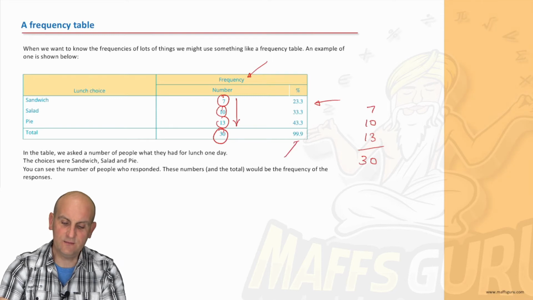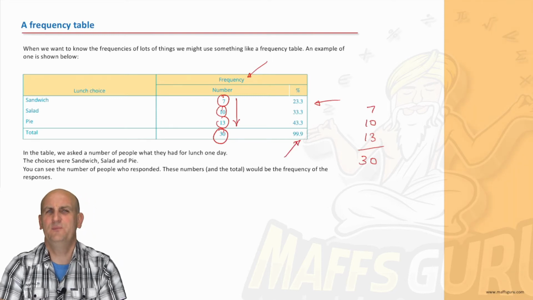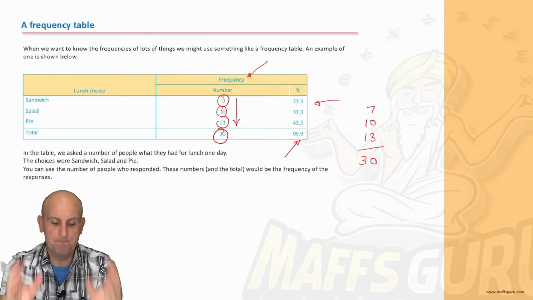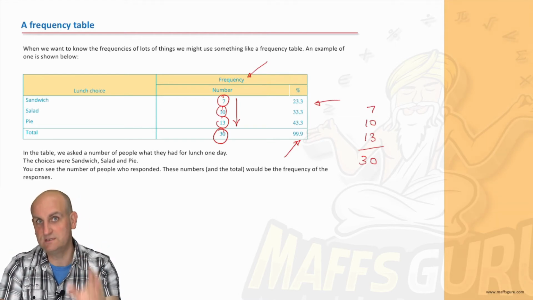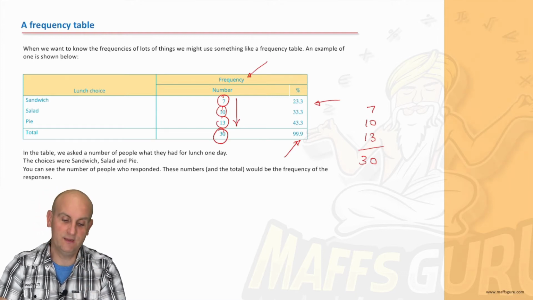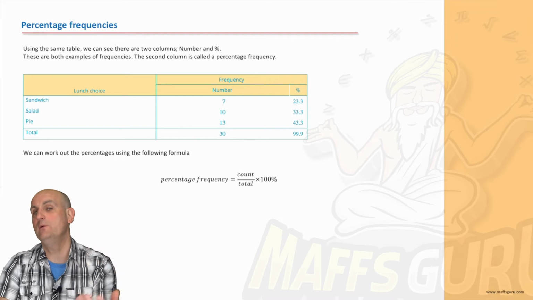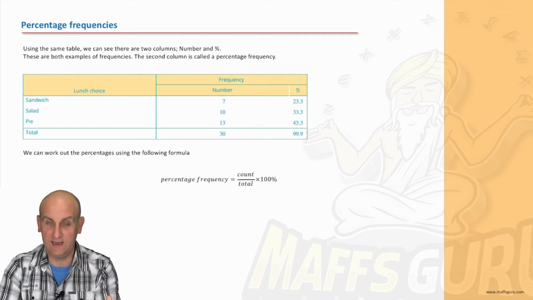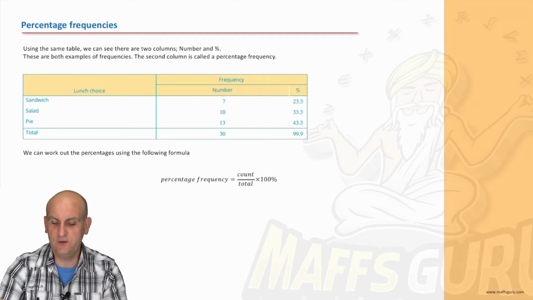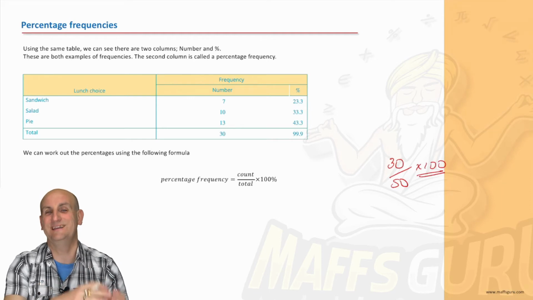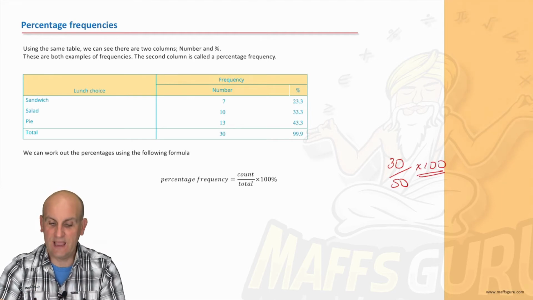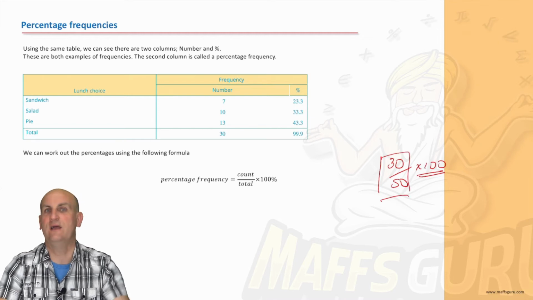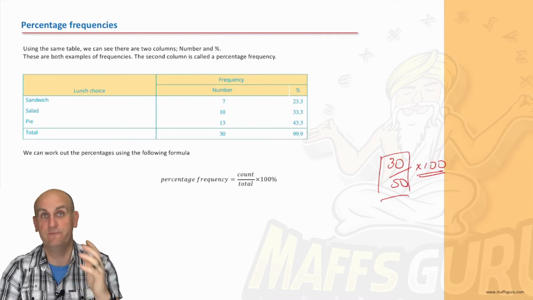Now, I can see here that my percentages seem to add to 99.9. That's messy because it should really be 100. But there are also frequency percentages, or percentage frequencies, that we can have as well. So how do we work these out? Well, a good old formula. You should know percentages off the top of your head by now. If you got 30 out of 50 on a test, you do 30 divided by 50 times 100. Times by 100 turns a decimal into a percentage, but we have to get the decimal first. Generally we have something divided by something before we times by 100.